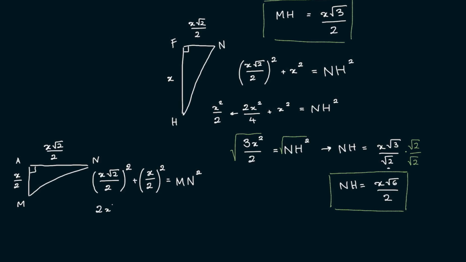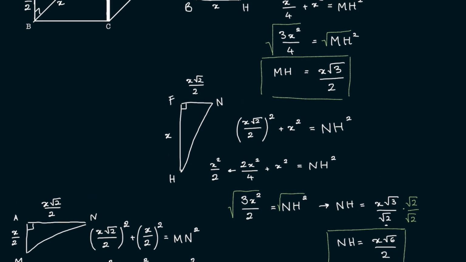Alright, let's expand the left hand side. We will get 2x squared over 4 plus x squared over 4 is equal to MN squared.